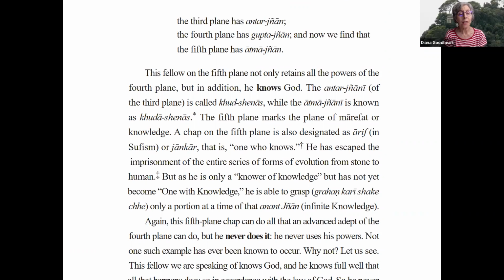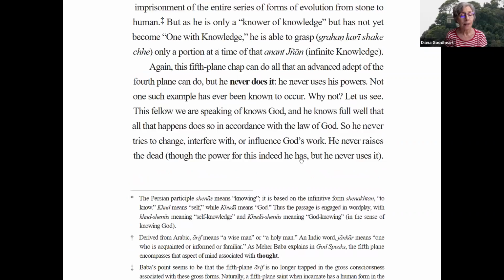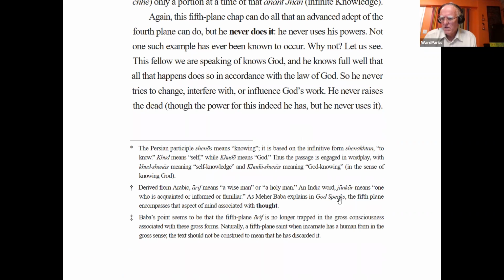I'm at the asterisk, right? Yeah. The fifth plane marks the plane of marifat, or knowledge. A chap on the fifth plane is also designated as Arif in Sufism, or Jankar, that is, one who knows. And the footnote reads, derived from Arabic, Arif means a wise man or a holy man. An Indic word, Jankar, means one who is acquainted or informed or familiar.